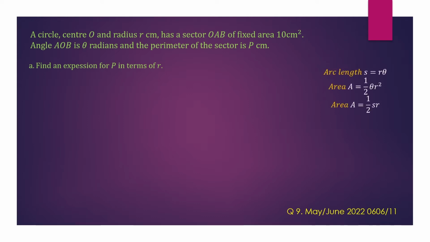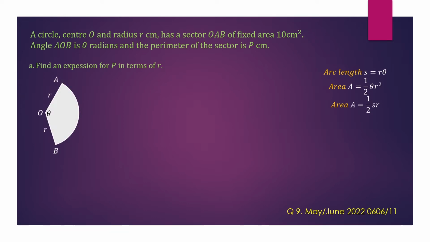The first thing we can do is write down a few formulas which may be useful. So we have the arc length, which is S equals r theta, where theta is in radians. The area A equals a half theta times r squared, or alternatively, we can write half times S times r for the area as well.